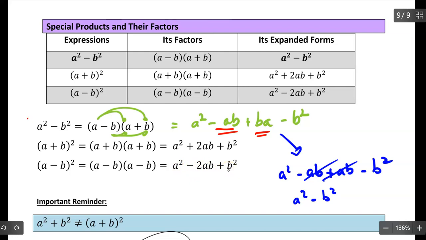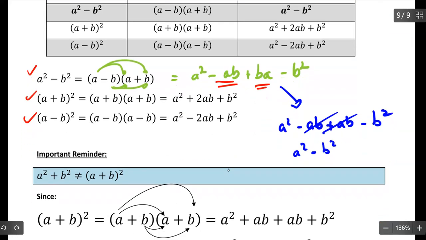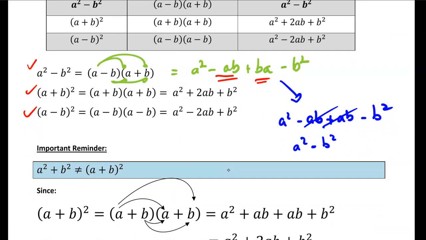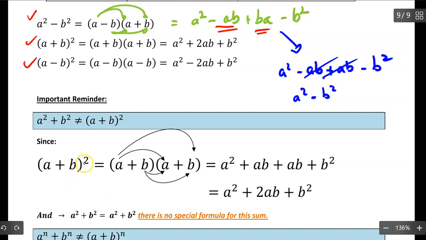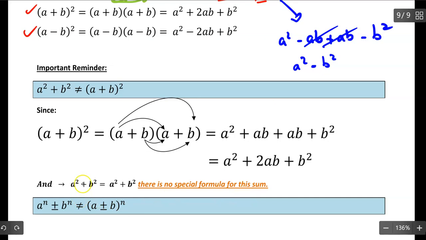So I would like you to note the differences between the three, because I found many students make a mistake: they think that a squared plus b squared is perhaps equal to this, but it's not. A squared plus b squared is just a squared plus b squared. It's totally different from (a + b) all of it squared, which you have to expand, and it's equal to this. You have twice the product as a middle term here. So therefore, a squared plus b squared is just a squared plus b squared. There's no special formula for this sum.